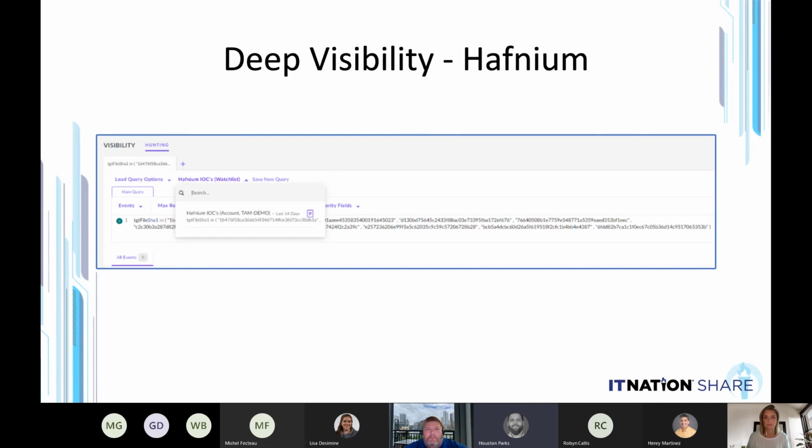Our SOC analysts and MSPs can pull down all sorts of data from a time period. We'll narrow that information down based on the context of the issue.